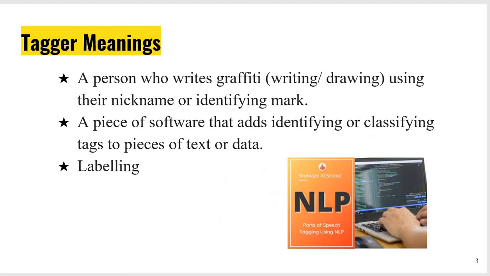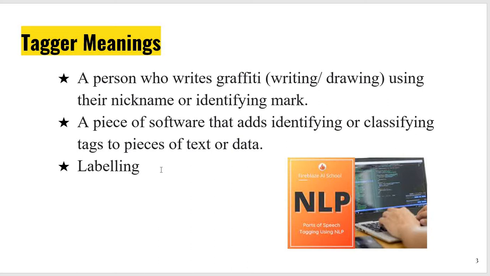The next word is tagger. What's the meaning of tagger? A person who writes graffiti. Graffiti means writing or drawing using their nickname or some identifying mark. Also, a piece of software that adds identifying or classifying tags to a piece of text or data. This tagging is done in the field of NLP. Or the simplest meaning can be the labeling process for any word. As you must have seen, all products have a label, and that is also a tag.